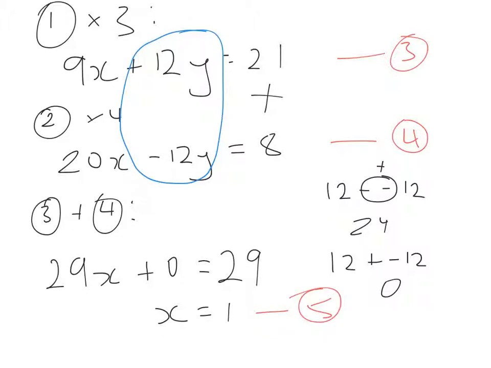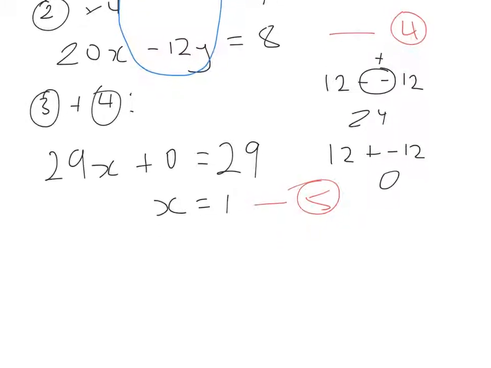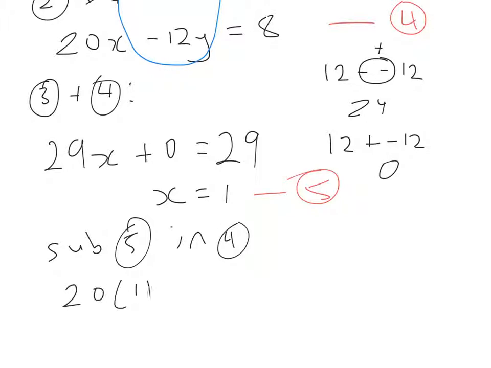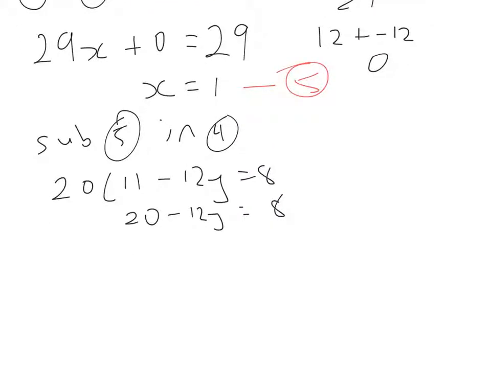Same process, take your x equals 1, figure out what y is. It's going to be 1. It doesn't matter what equation you use, I'm just going to use that one I can see. Sub 5 in 4, 20 times 1, minus 12y equals 8, 20 minus 12y equals 8, minus 12y equals minus 12, y equals 1.